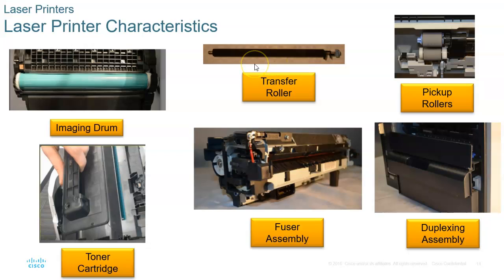Then up here we have the transfer roller. That helps to transfer the toner from that imaging drum to the paper. Then over here we have our pickup rollers. They're located in different areas throughout your printer. They just move that sheet of paper from one tray or cassette through the printing process. And then this last one down here in the bottom right corner is your duplexing assembly. It turns the page once it's been printed on so that it can then be printed on the other side if you were printing duplex.